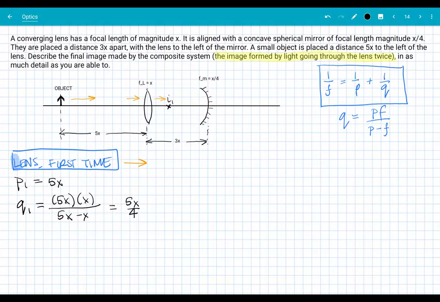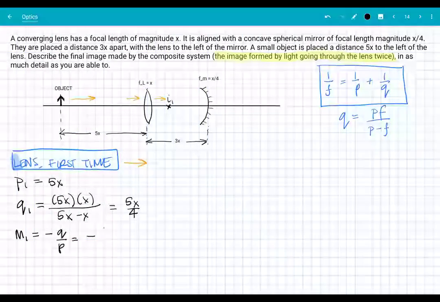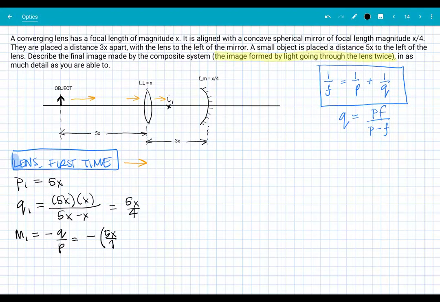I can see that because my image distance is positive here. I can go ahead and calculate this first magnification as well and keep track of the images. The magnification equation is always negative q over p, right? So that's going to be negative 5x over 4, then divide that by p, so 1 over 5x. That gives me negative 1/4. So this first image, just this very first image, is real, inverted, and diminished.